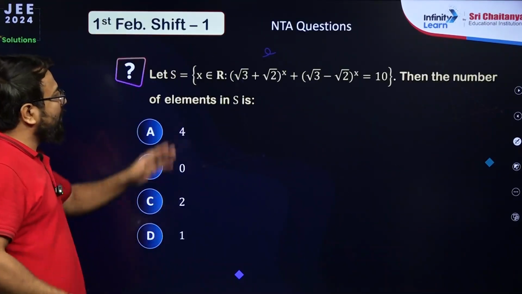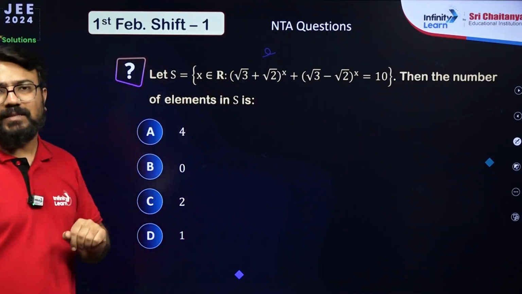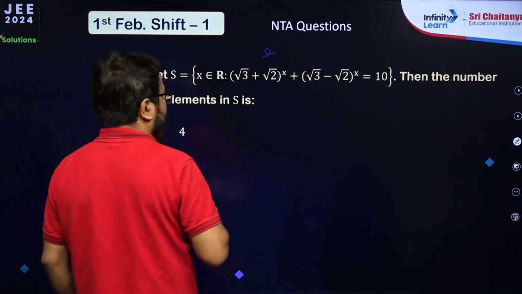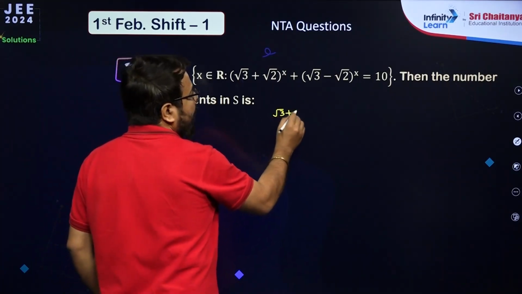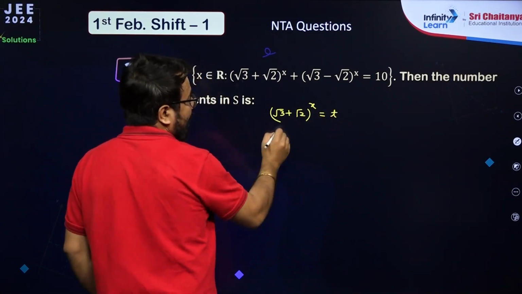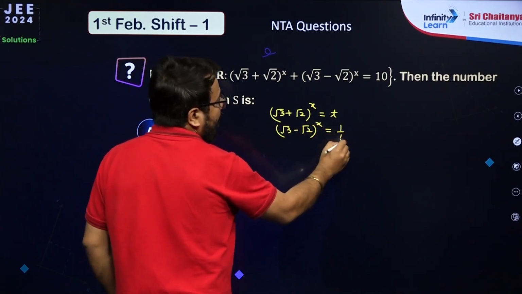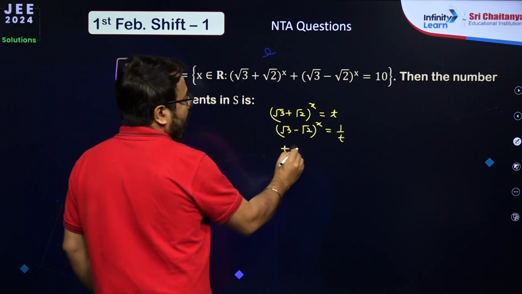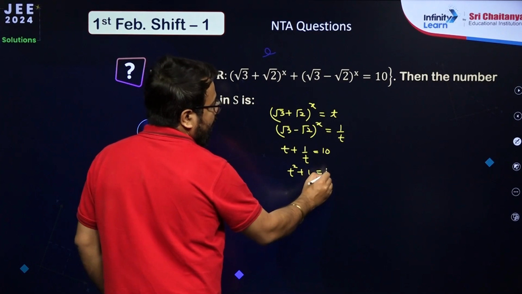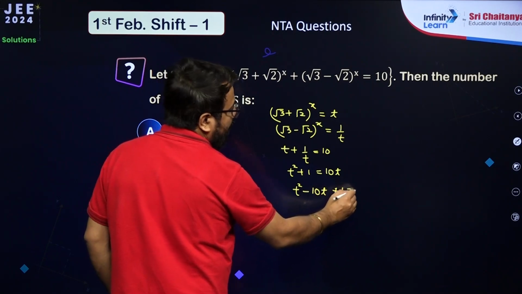Moving ahead to the next problem. Let S be a set consisting of x, where x satisfies this equation, then find the number of elements in the set. That means they're asking the number of solutions for this equation. So let us deal with this question. Here, if I assume root 3 plus root 2 raised to the power x as t, for example, then root 3 minus root 2 raised to the power x will be 1 upon t. My question is being converted to t plus 1 upon t is equal to 10. So it becomes t square plus 1 is equal to 10t. Then it becomes t square minus 10t plus 1 is equal to 0.